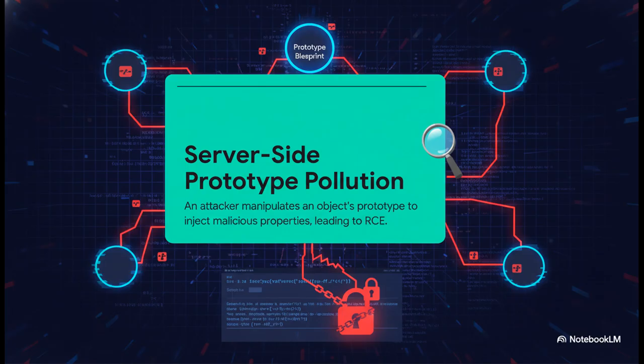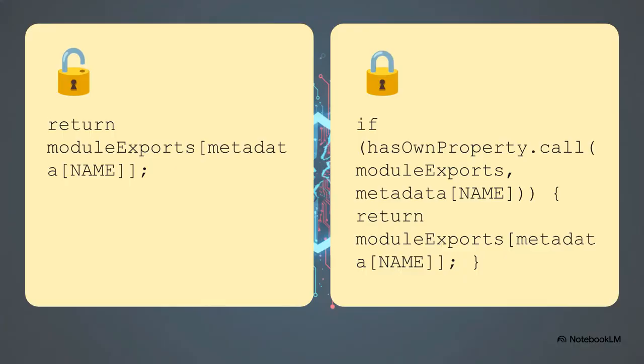In JavaScript, almost every object is built from a common blueprint, called a prototype. What this vulnerability lets an attacker do is scribble on that master blueprint. They can add their own malicious instructions to it. And once they've polluted that blueprint, they can trick the server into using those instructions to run any command they want. Game over.